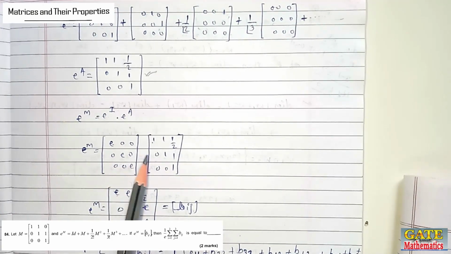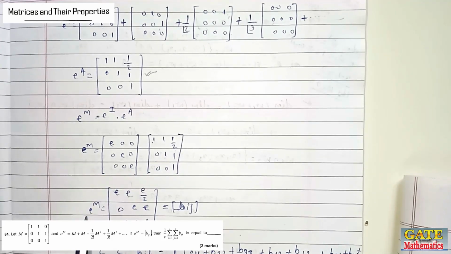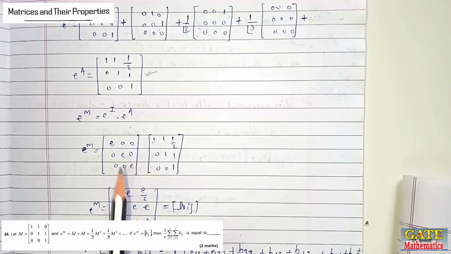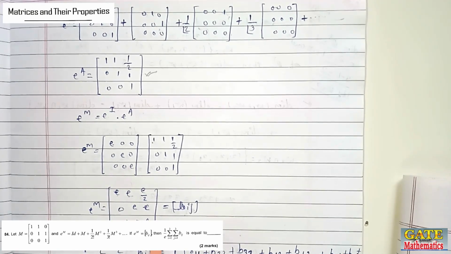Okay, now multiply these two matrices, e raised to m, and we will get it here. We have been given that e raised to m is a matrix bij. So e raised to m is the multiplication of these two, which I got here. It is a matrix bij. So I got the value for bij.